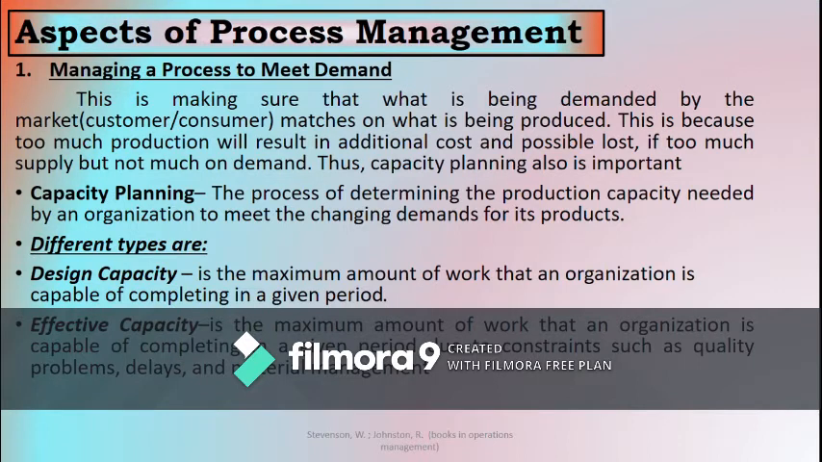So in process management, there is capacity planning. There are two types of capacity planning. Capacity planning is the process of determining the production capacity needed by an organization to meet the changing demands for its production. So the two types of capacity planning are design capacity and effective capacity. Design capacity is the maximum amount of work that an organization is capable of completing in a given period. Effective capacity, on the other hand, is the maximum amount of work that an organization is capable of completing in a given period due to constraints such as quality problems, delays, and material management.